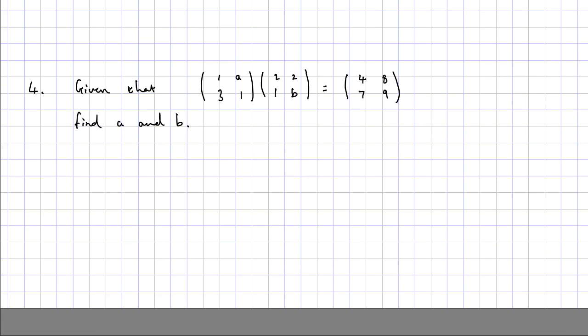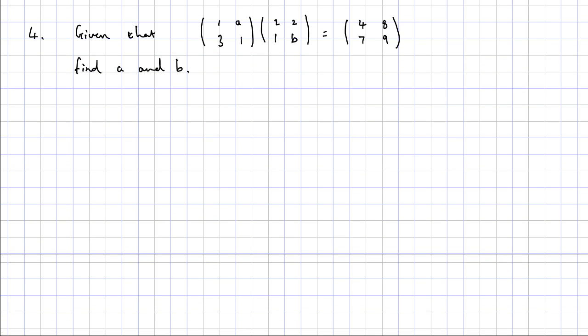Now, here's a question. I'd like you to pause the video and have a go at this question. So, given that this multiplication equals this, find A and B. So, pause the video now and then have a go. Okay, so for this question, what we can do is just work with the left-hand side, multiply this out and then see what we get, and then we'll compare our values with these values that we have here. So, let's do that.